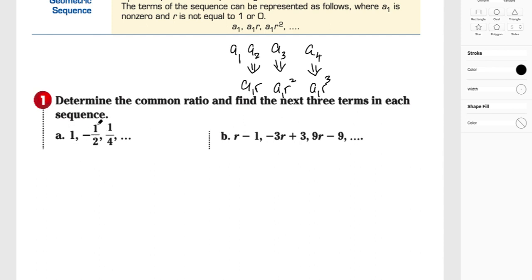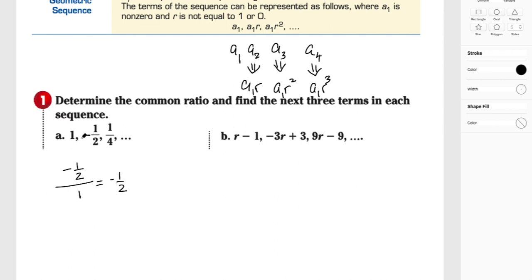So remember, the common ratio is to take one number divided by the other number. So take -1/2 divided by 1 and we get -1/2. It would have been the same if we did 1/4 divided by -1/2 as well. So the common ratio is -1/2.